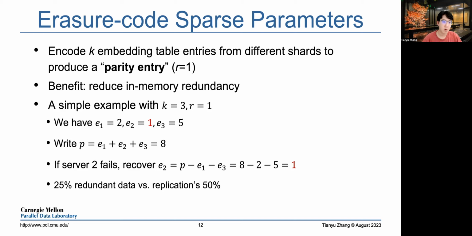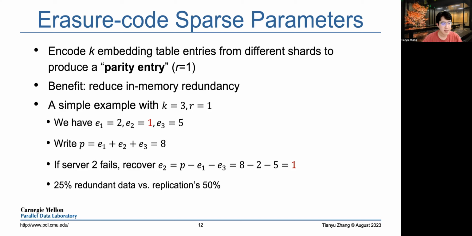Let's illustrate this point with a simple example, all right? So if we take k equals 3 and r equals 1, namely we're encoding 3 embedding table entries into 1 parity entry. Suppose we have E1 being 2, E2 being 1, and E3 being 5. We write the parity entry as the sum of them, or 2 plus 1 plus 5, which is 8. Suppose server 2 fails. In that case, we would just recover the value on the failed server E2 by subtracting E1 and E3 from the parity entry, or 8 minus 2 minus 5, and we get back the entry on the failed server, which is 1.